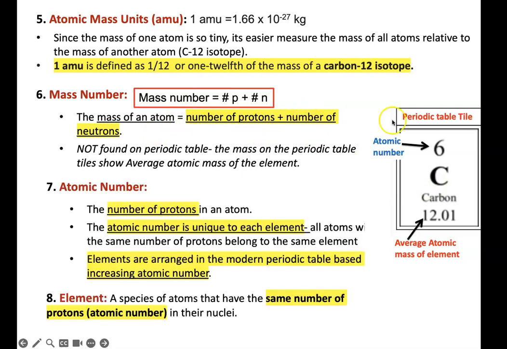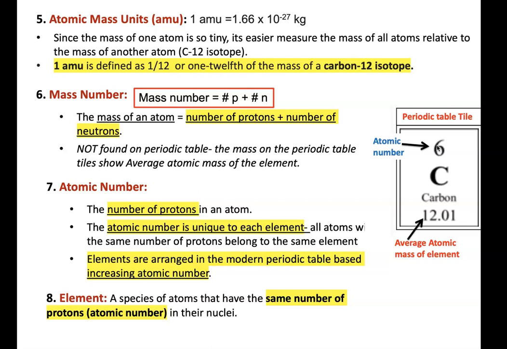Atomic number, shown over here, is a whole number because it shows the number of protons in the atom. And this number is unique to each element. So all carbon atoms have 6 protons. Elements are arranged in the periodic table based on increasing atomic number.